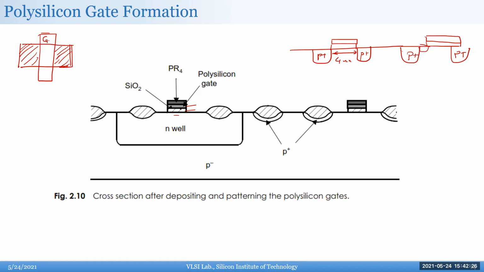So with self-align, what you do is you first do the gate and use the gate actually as the mask, and then you bombard the ions all over the place, except in the diffusion mask area, including the gate area.